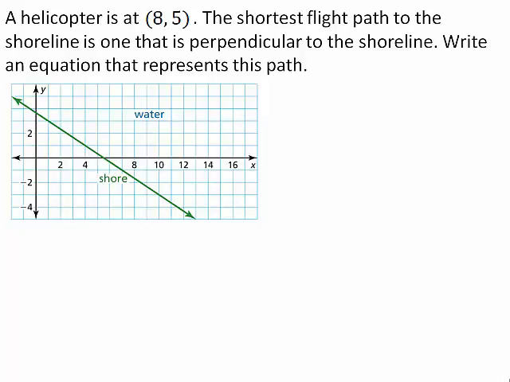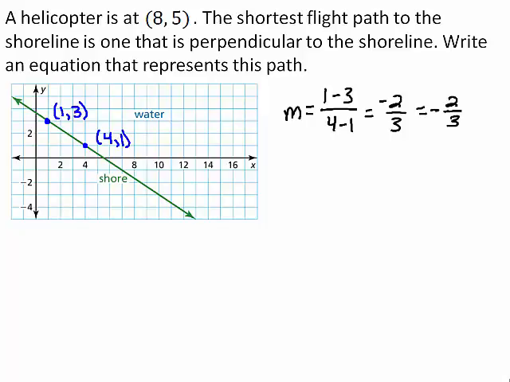The line passes through the points (1, 3) and (4, 1), so the slope is m equals the quantity 1 minus 3 divided by the quantity 4 minus 1, which simplifies to negative 2 divided by 3, or negative 2/3.